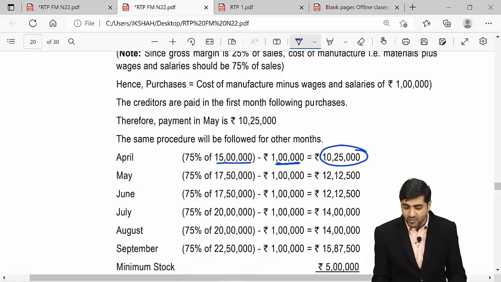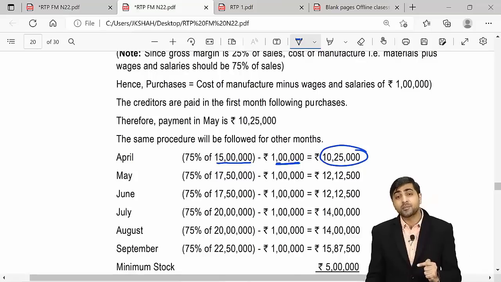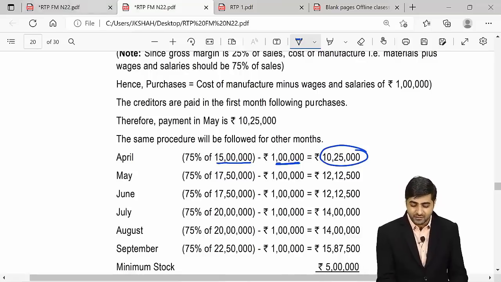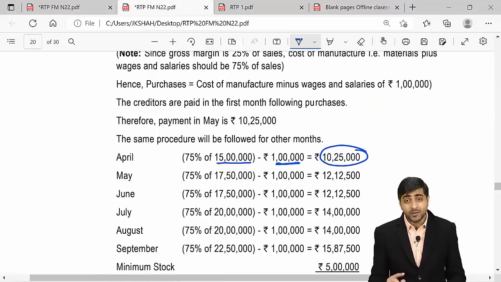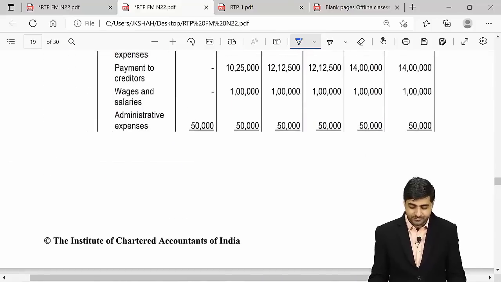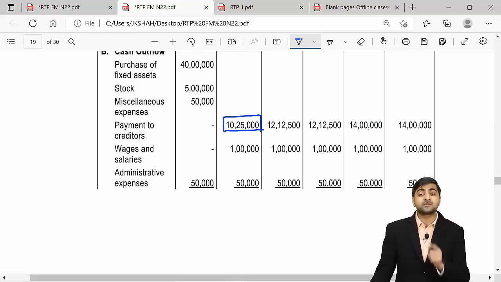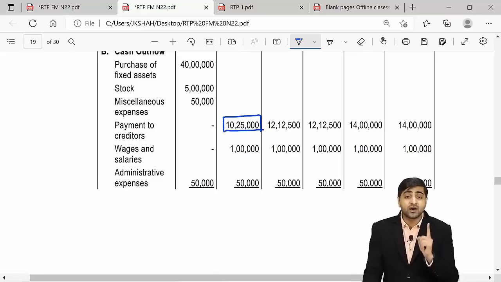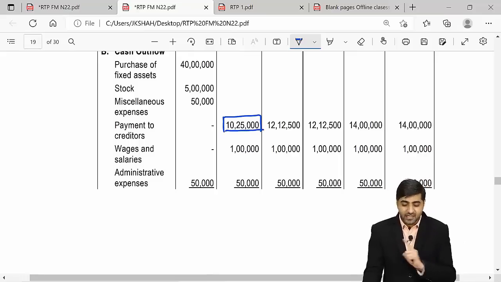So this 10,25,000 of purchases, when will you make the payment of it? The payment will be made in your next month. So can I say that April month's purchases will be paid in the month of May, which you can also check in the solution, where we have payment to creditors amounting to rupees 10,25,000, and that will be paid in the month of May. So in May we will be paying 10,25,000.